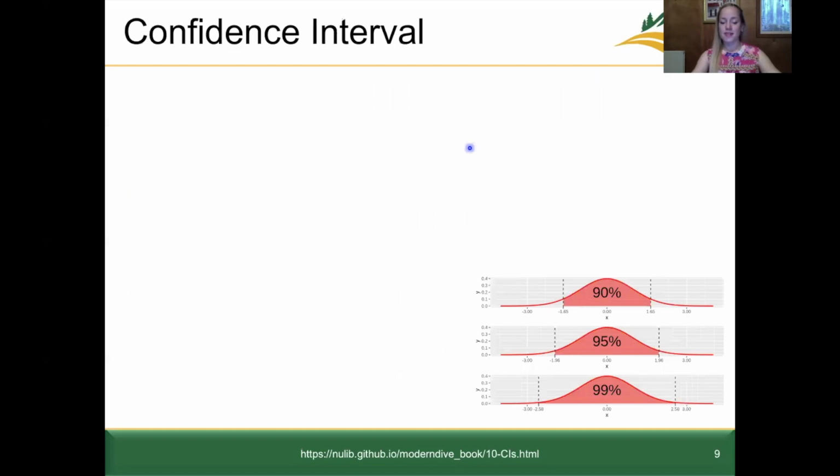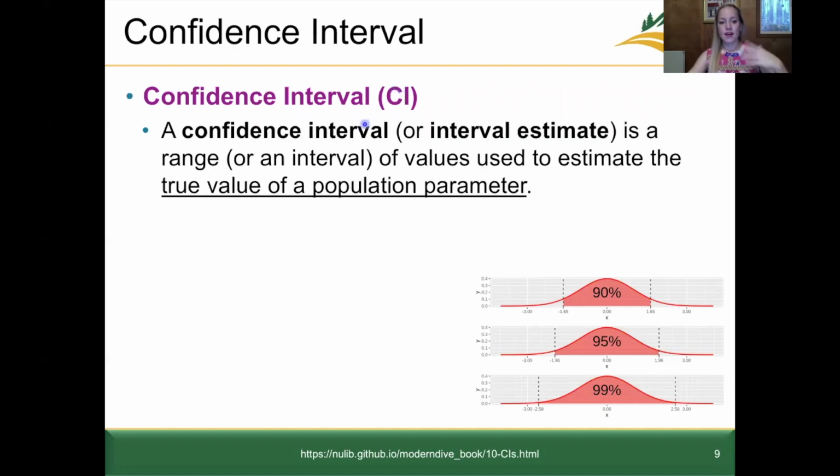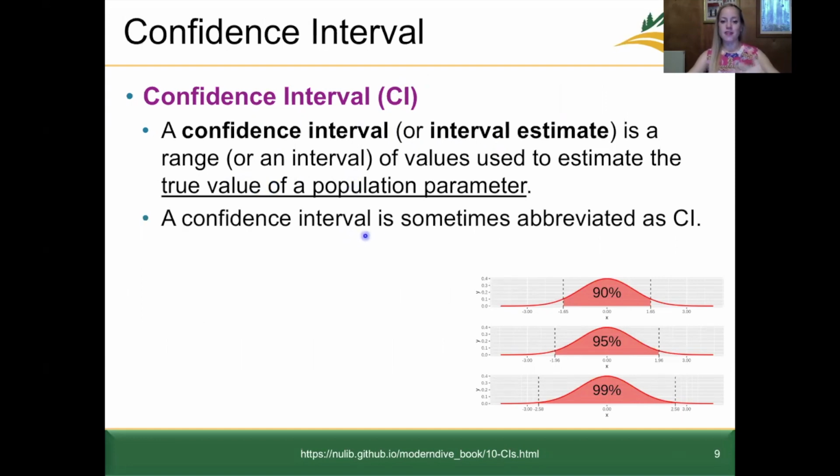Next, we're going to talk about confidence intervals. So confidence interval, sometimes abbreviated CI. A confidence interval, also called an interval estimate, is a range or an interval of values used to estimate the true value of a population parameter. And again, confidence interval is sometimes abbreviated as capital C, capital I. Recall that if something is an interval, then we have some barrier here, some line here, and then this is considered a full interval. We're not talking about one single data point here in our distribution. We're talking about a full confidence interval.